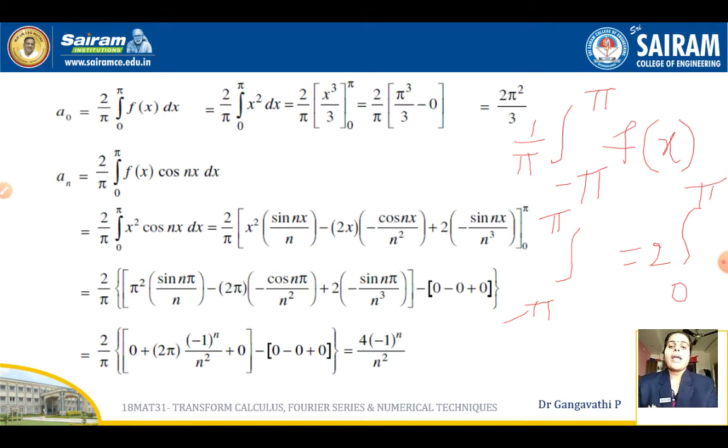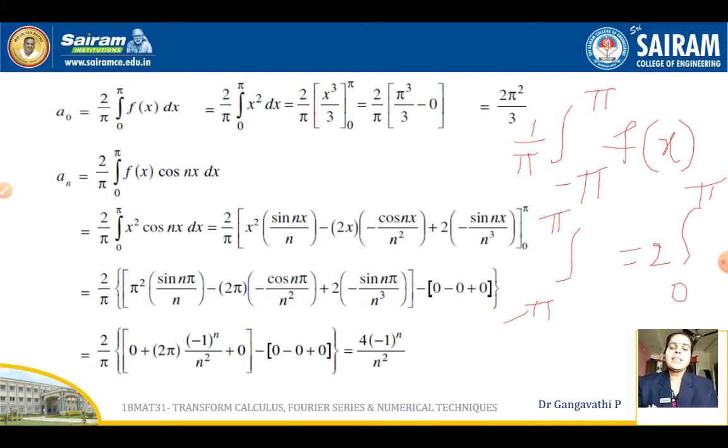Substituting for f of x now, a0 is 2 by pi integral 0 to pi x square, and on integrating, the integration of x square is x cube by 3 in the limits 0 to pi. Substituting the limits, pi cube by 3 minus 0. So a0 is going to be 2 pi square by 3. Hope you all understood this. And similarly, let us evaluate an.